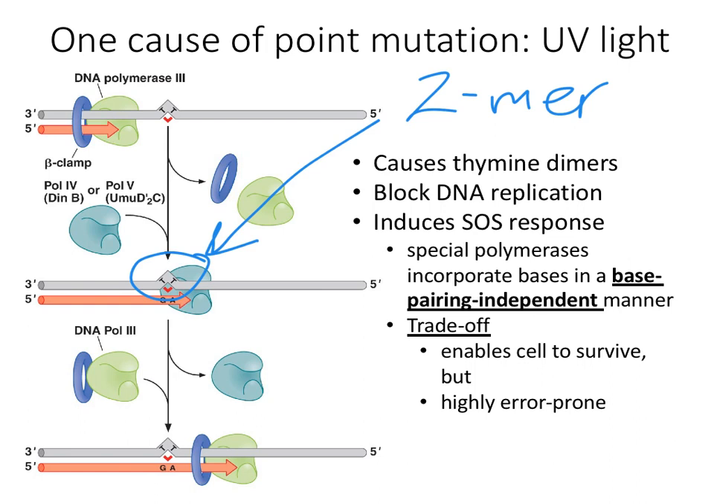So again, cells don't have brains, but this is how the cell assesses the situation. There are 2 things you could do at this point. The cell could either die, which is what happens if it doesn't finish replication, or it can just add in any 2 random nucleotides and hope that they're the right ones so that DNA synthesis can complete so that cell division can proceed. That's what happens during the SOS response. That's what's underlined here, base pairing independent manner.